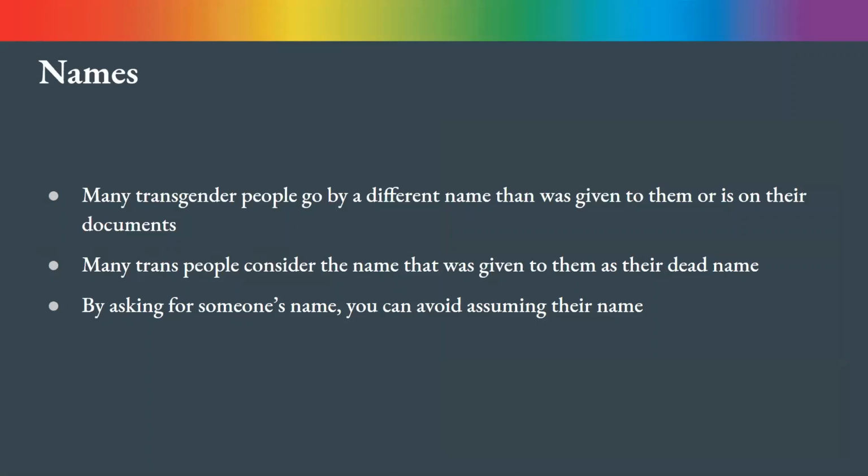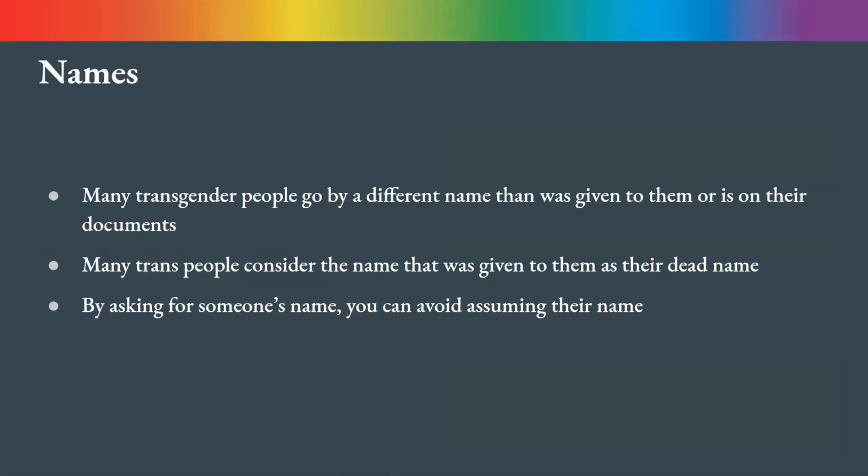Now moving on to names. A lot of transgender people have a name that is different than what was given to them at birth or is on their documents. And many trans people consider the name that was given to them at birth as their dead name, and they try to avoid using those names.